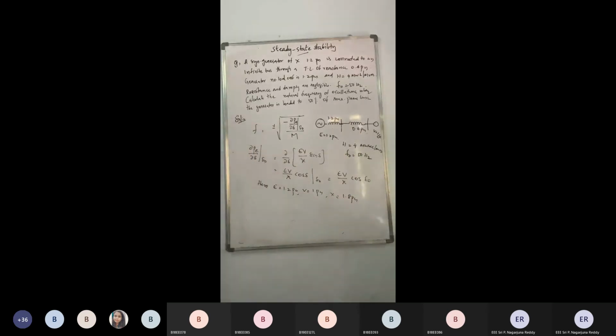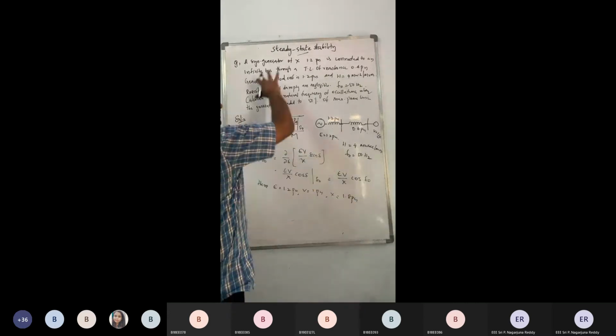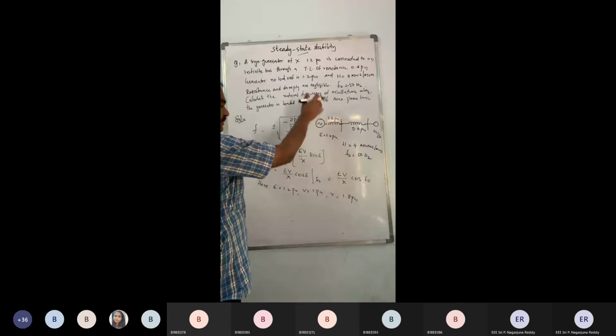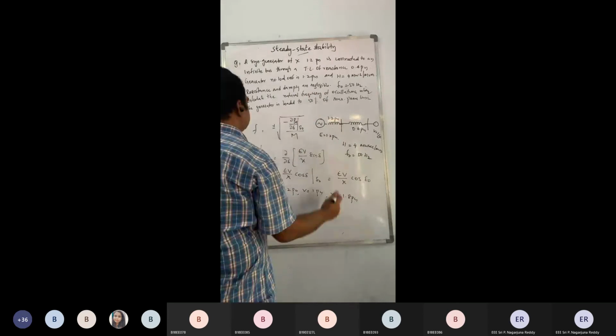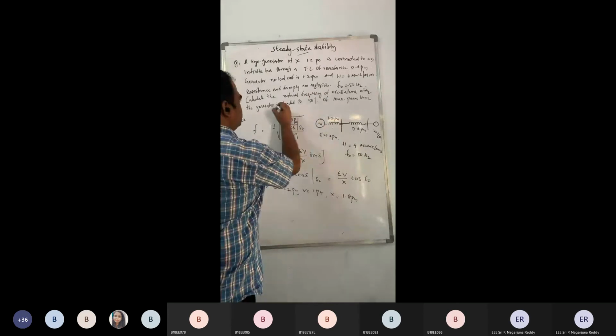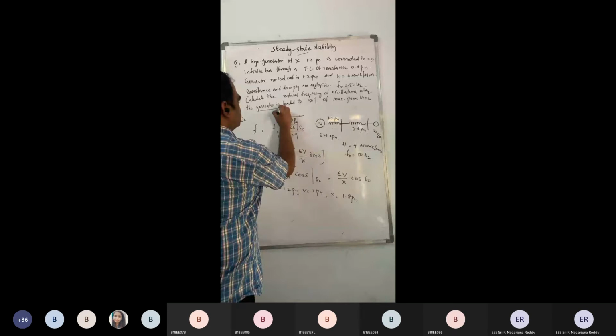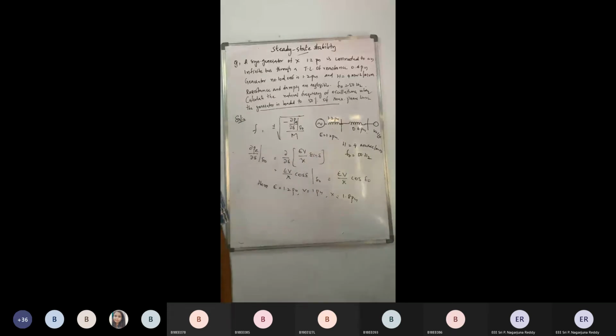Isn't it? Now, what other value do you need? You need cos delta. Has it been mentioned anywhere here? Not mentioned. Now get back to this. See, there is a special thing which is represented: generator is loaded to 50% of maximum power. Now, if this is the case, the generator loading is something.